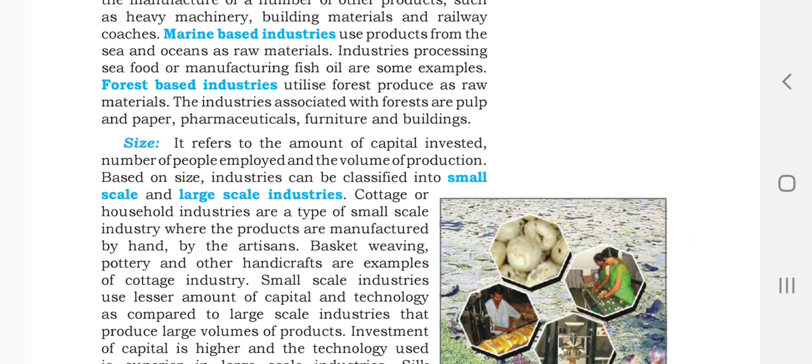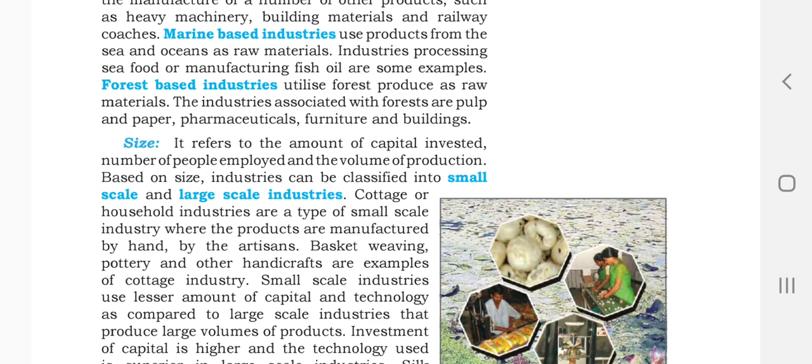Next topic is size. It refers to the amount of capital invested, number of people employed, and the value of production. Based on size, industries can be classified into small scale or large scale industries. According to the capacity of the company, if the company is bigger, then they will have to invest more capital, means more money, and more laborers employed there. In that case, we call it a large scale industry.